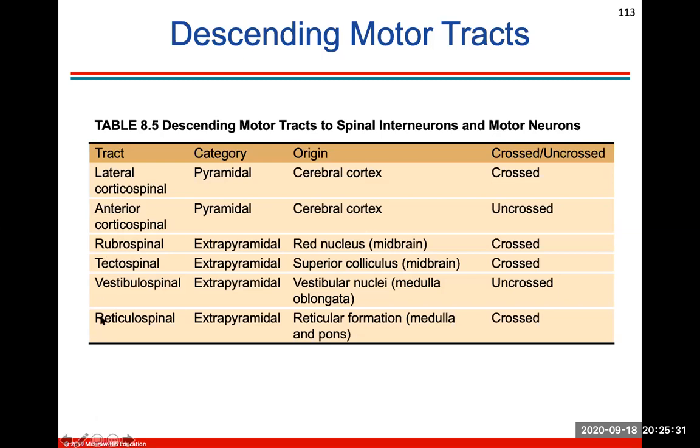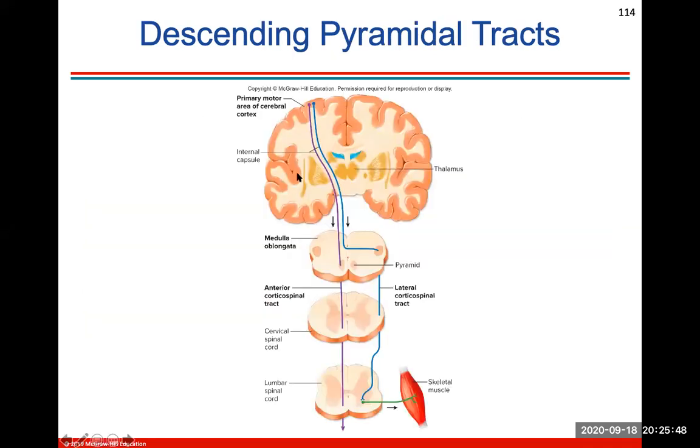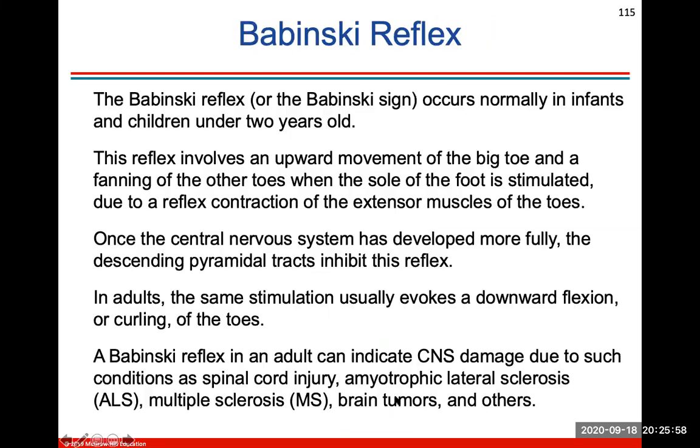So these are the different tracts. The category where they originate, they will all originate in some part of the brain. Some of them will originate in the midbrain or medulla. And this crossed or uncrossed just says if they cross over to the opposite side of the body or not. So this is a look at a descending pyramidal tract. You can see how it goes down. And depending on the tract, it might not always cross over to the opposite side of the body.